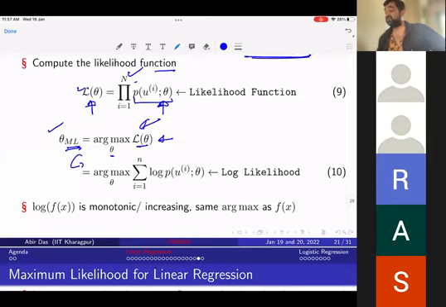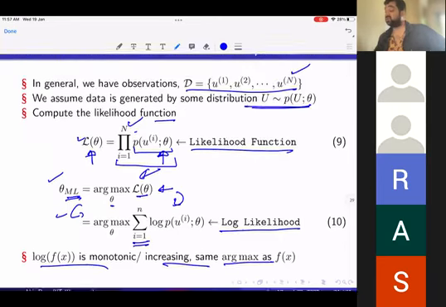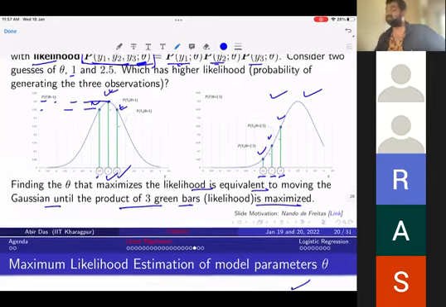So if you take the log and distribute it among the products, it becomes a sum. This is just algebra. So this is the likelihood function, and this is the log likelihood function which you need to maximize, since log is monotonically increasing, the argmax is the same as for f of x. So this is the general recipe for finding a maximum likelihood solution.